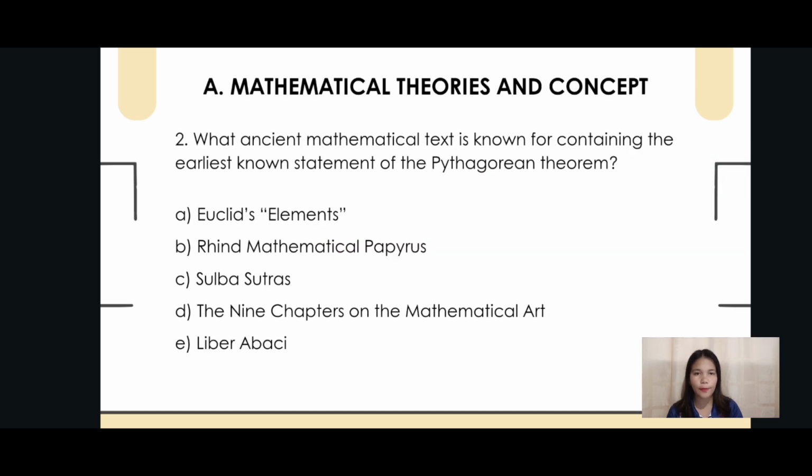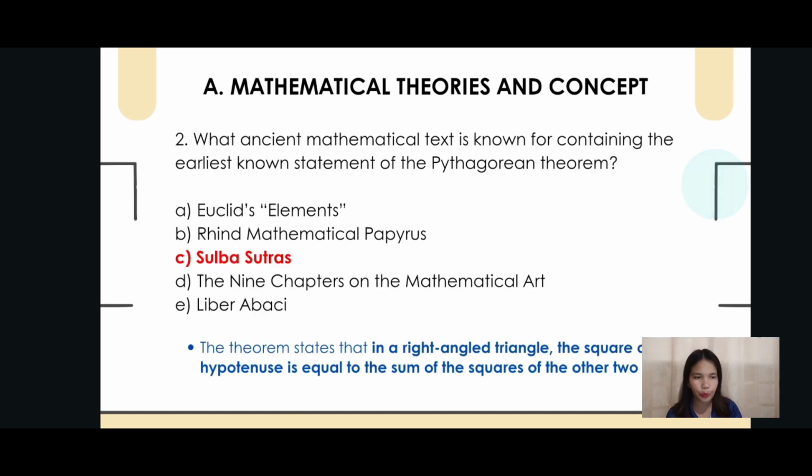So let's have number two. What ancient mathematical text is known for containing the earliest known statement of the Pythagorean theorem? Is it Euclid's Elements, Rhind Mathematical Papyrus, Sulba Sutras, the Nine Chapters on the Mathematical Art, or the Liber Abaci? So the answer is Sulba Sutras. So, what is the earliest statement of the Pythagorean theorem, by the way?